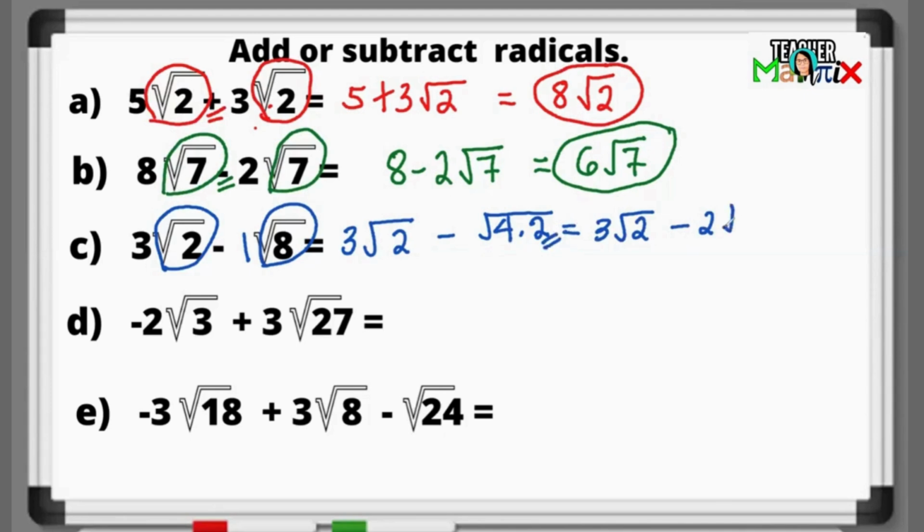Now we have the same radicand. Okay, since they are common, just simply copy the radicand, which is square root of 2, and then subtract 3 and 2. So that is 1. Or just simply write square root of 2. This is now your final answer.